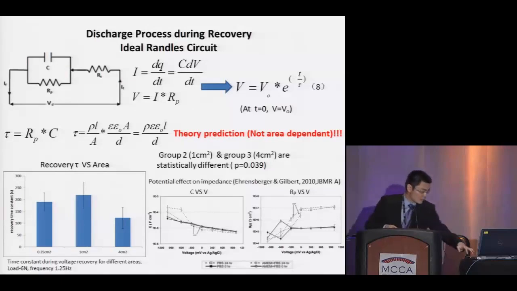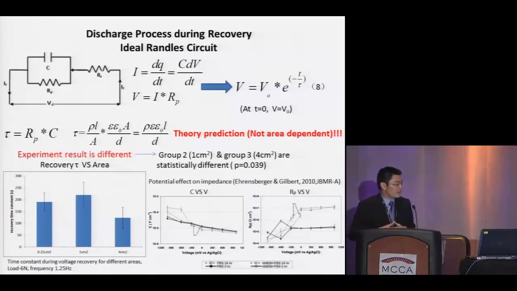However, from our experimental data, we found that among 3 different groups of areas, 2 groups are statistically different. We think this might be caused by the impedance-voltage relationship I talked about before: during the voltage drop, the RP and C values might not change in such a way that their product, which is the time constant, is a fixed value.